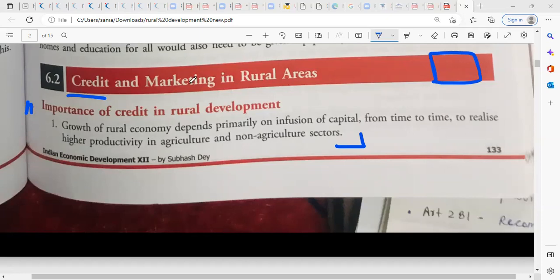Adit, we have started the credit and marketing in rural area. So this is the first topic. First, you have to write importance of credit in rural development, first point. And after that, I'll scroll down to the second point. Okay, ma'am.